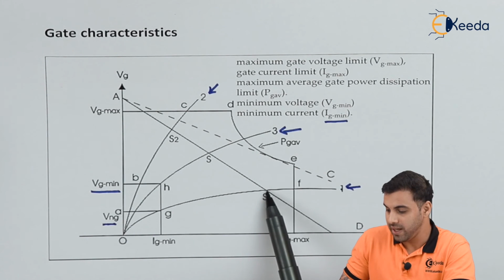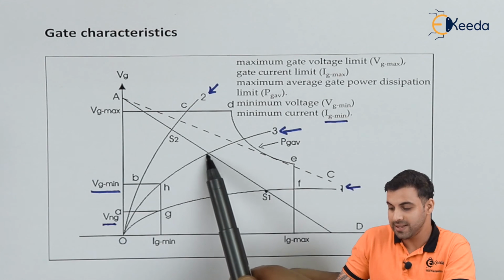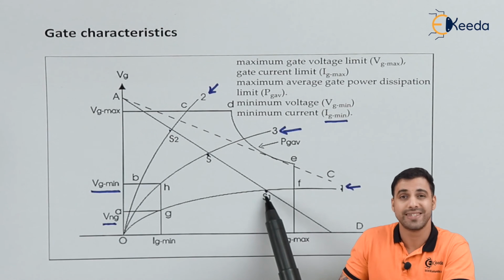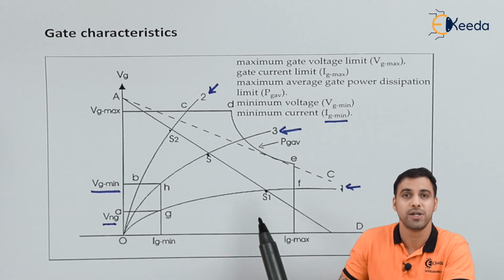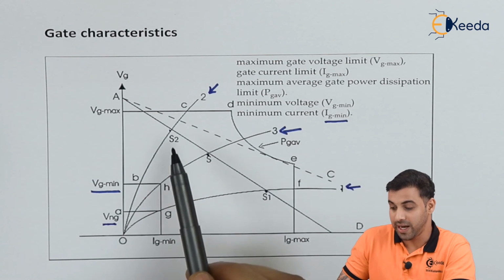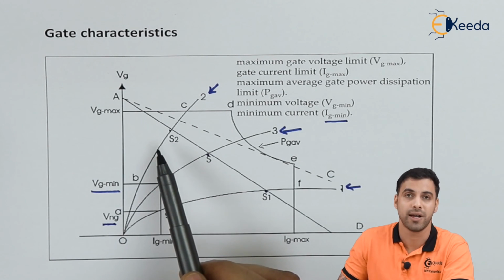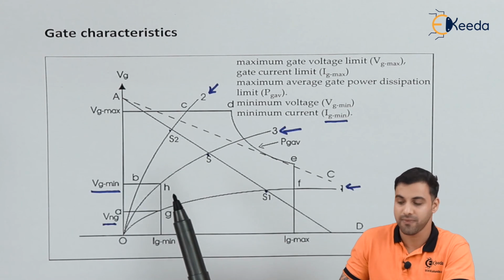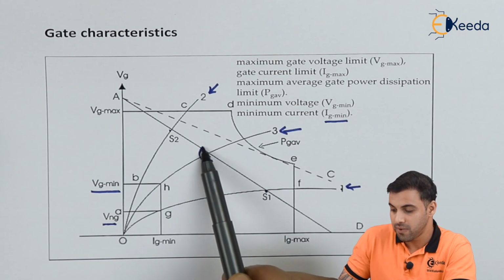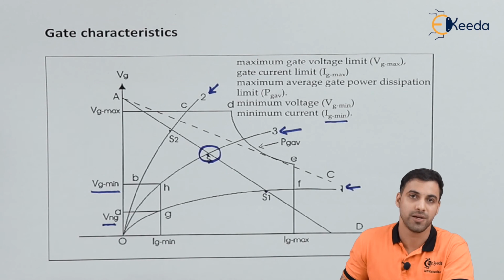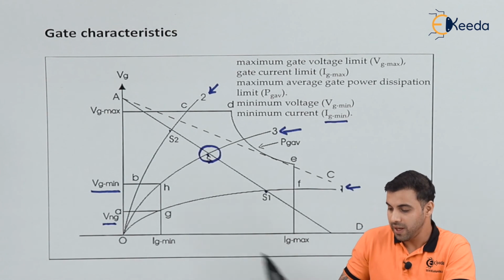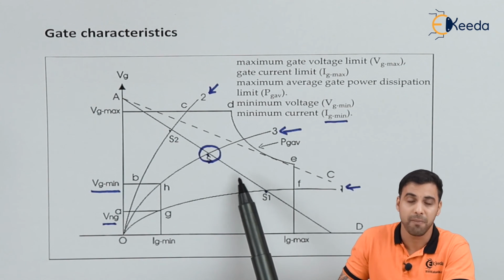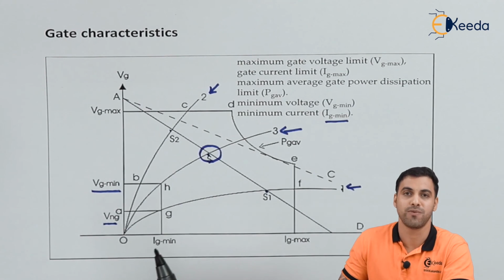So here you can see S1 is one mode, S is the second mode, and S2 is the third mode. We can say S1 is the minimum requirement for the thyristor to start conducting electric current, and S2 is the maximum limit of the thyristor gate voltage and current requirement, and S is the mode of operation of the thyristor. So here, S can lie anywhere above S1 but below S2. That is called a safe mode of operation of a thyristor.